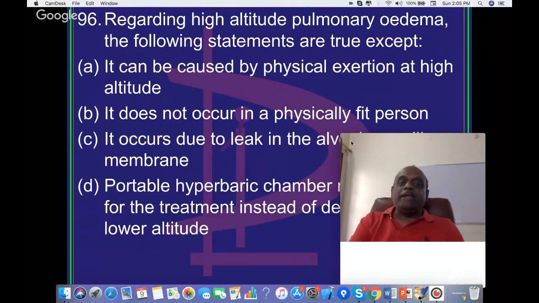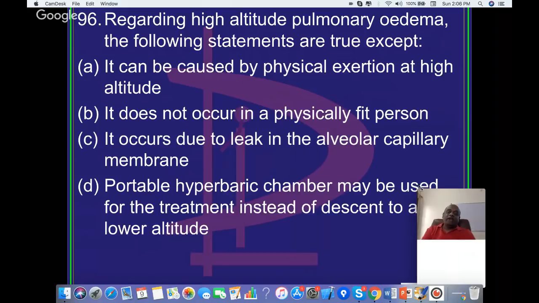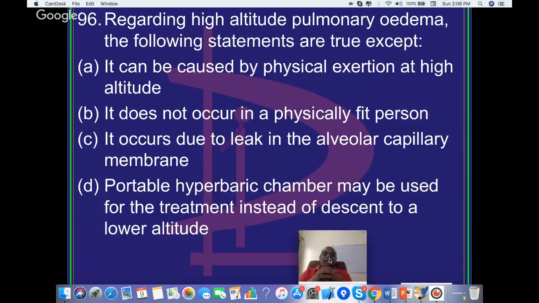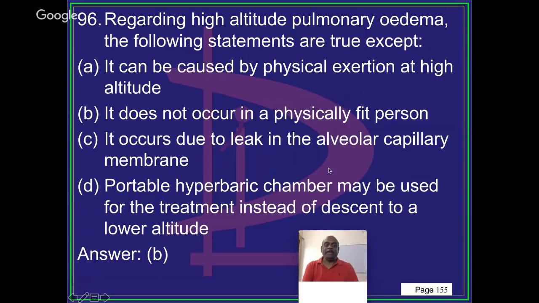Now, high altitude pulmonary edema. Let me see how many of you will answer this correctly. High altitude pulmonary edema, question number 96. I know what is the most possible wrong answer. Yes. Ravi thinks D. Who else? Don thinks B. I know that is the most common wrong answer. Then Ritvik Karmuri is a super duper guy.